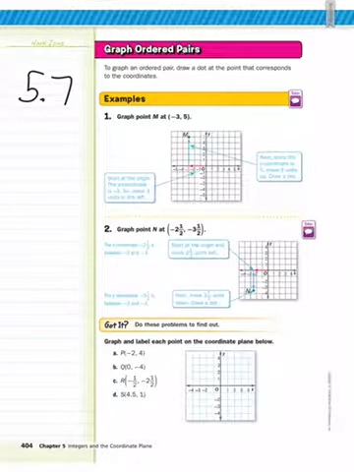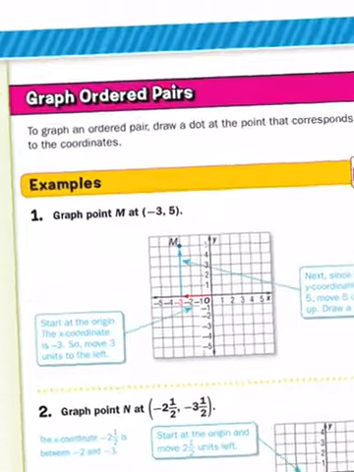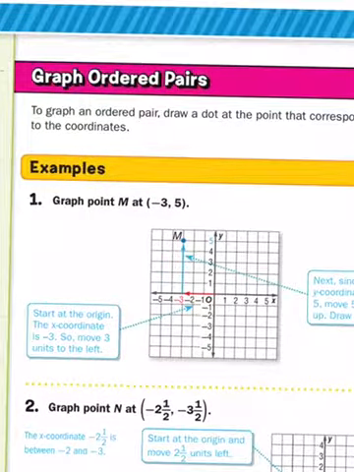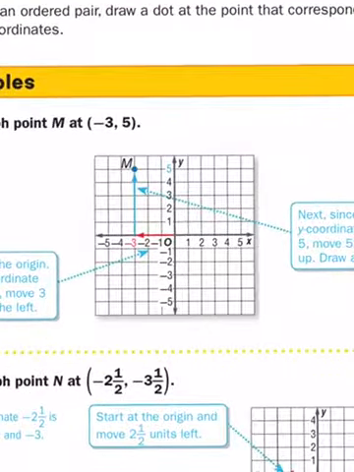Hey, this is video lesson 5.7 and we are going to be graphing on coordinate planes. So let's get started with example 1. In example 1 it says graph point M at -3, 5. So remember, you always start at 0, 0, which is the origin. So you go over to the -3, up to the +5, you put your dot there and label it M. That's it for that one.